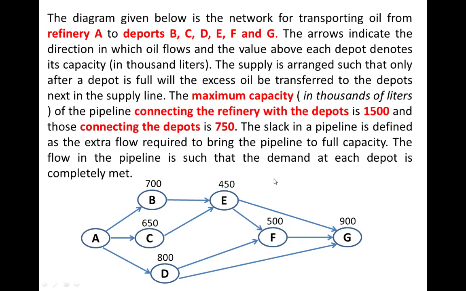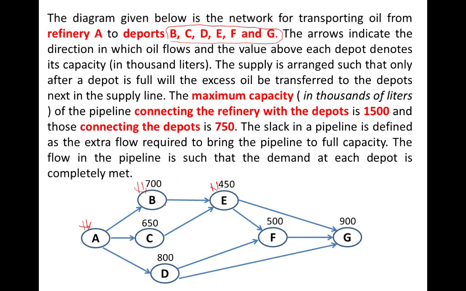So what is given in this question? There is a refinery. Let's identify the refinery. Here A is the refinery, and as it said in this part of the question, B, C, D, E, F and G are all depots.